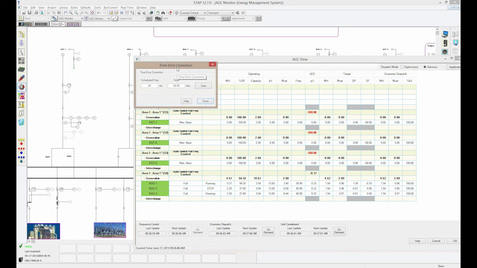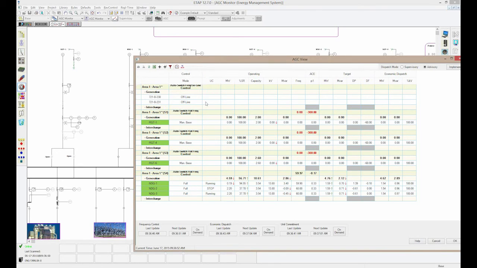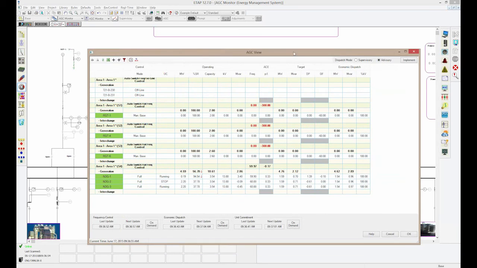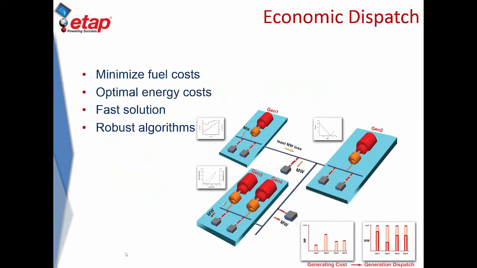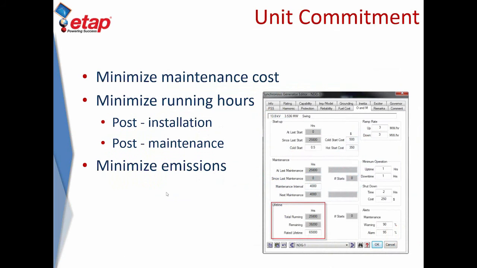If you were a transmission system, we actually even have the ability to do time error correction. However, in case of microgrids, that's really not important. However, for transmission networks, we can definitely include that. So as far as frequency control and economic dispatch is concerned, that's straightforward. One's dealing with frequency. The second one is dealing with cost and losses in the system.